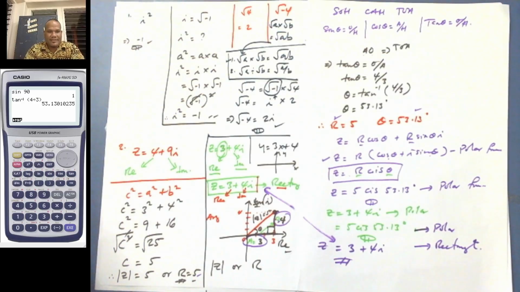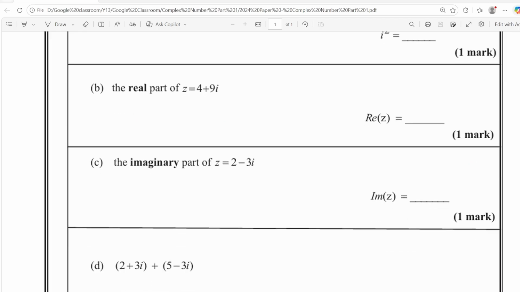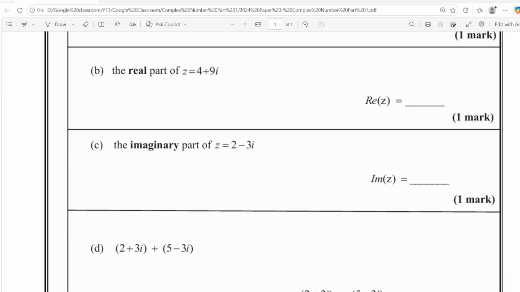Okay, let's look at the second question. The real value here is 4. What is the imaginary value in part C? Yes, negative 3i. So the imaginary value is negative 3.